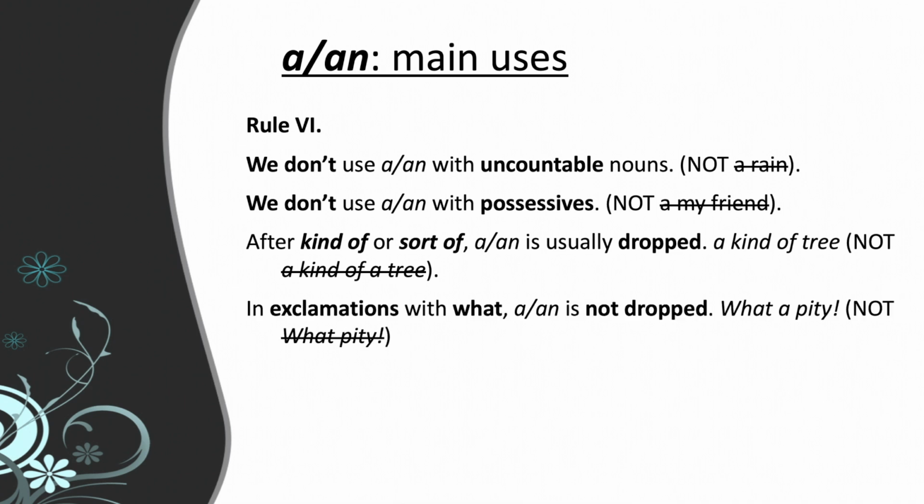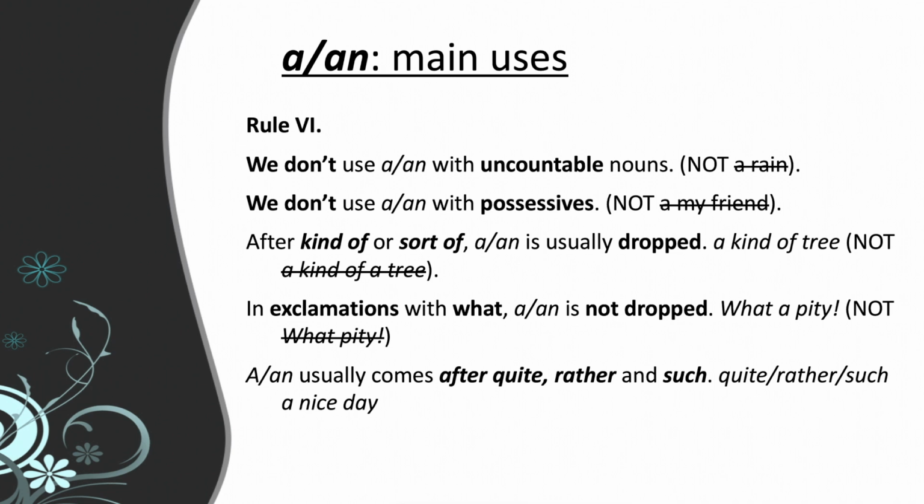In exclamations with what, we keep the article, so we can say "what a pity," not "what pity." And we usually say a or an after quite, rather, and such. Like if I say, "it's quite a nice day," or "rather a nice day," or even "such a nice day." Got that one? That one's kind of tricky. I don't have an exercise for this one. Just keep this rule in mind.